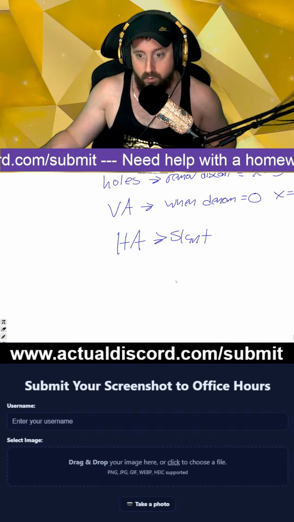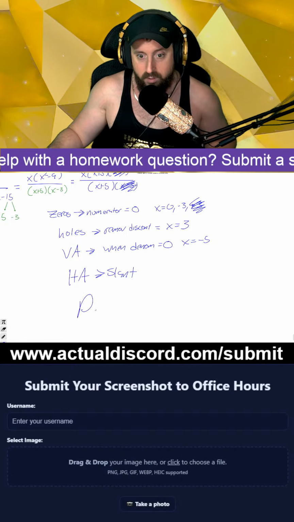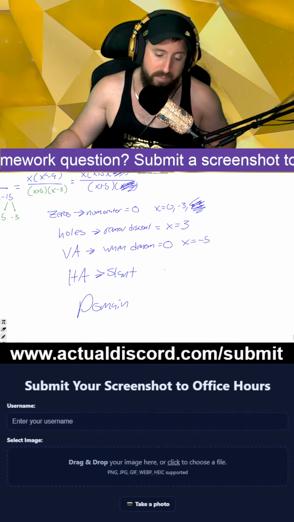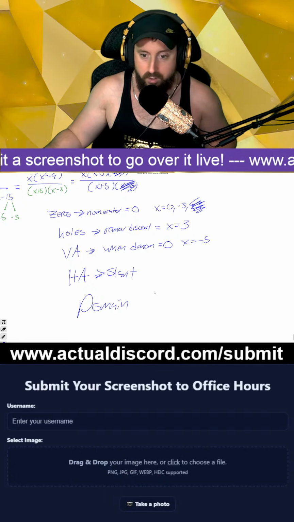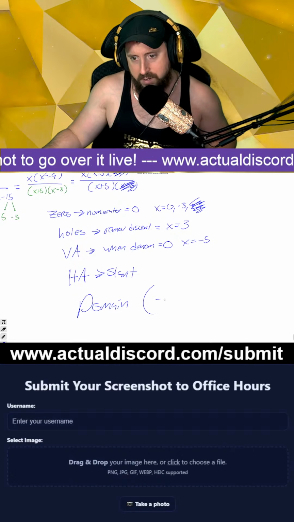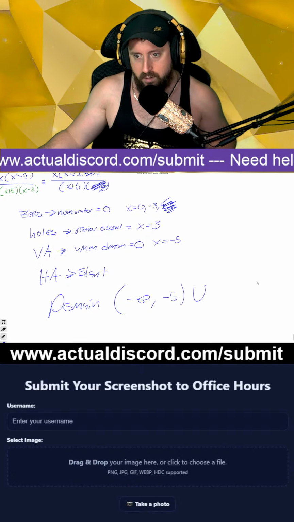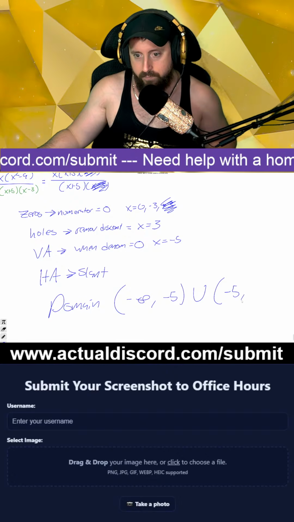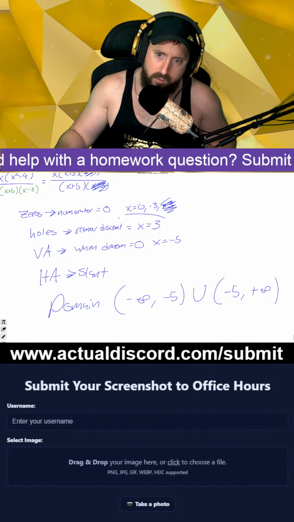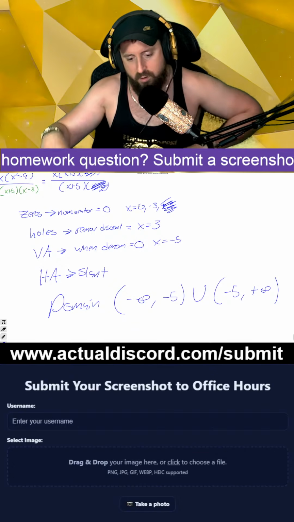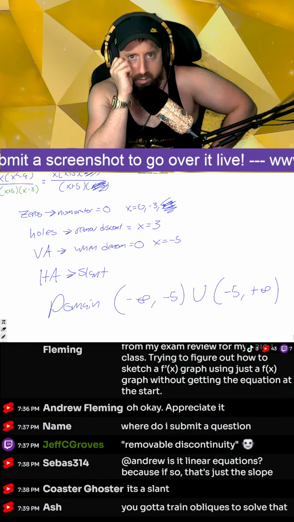And then find the domain. Cool. So the domain is everywhere as long as the function doesn't break. So the function only breaks at this vertical asymptote. So I would say the domain is from negative infinity to negative 5, union negative 5 to positive infinity. I think you include the discontinuity. Correct me if I'm wrong. Do you include the removable discontinuity in the domain?